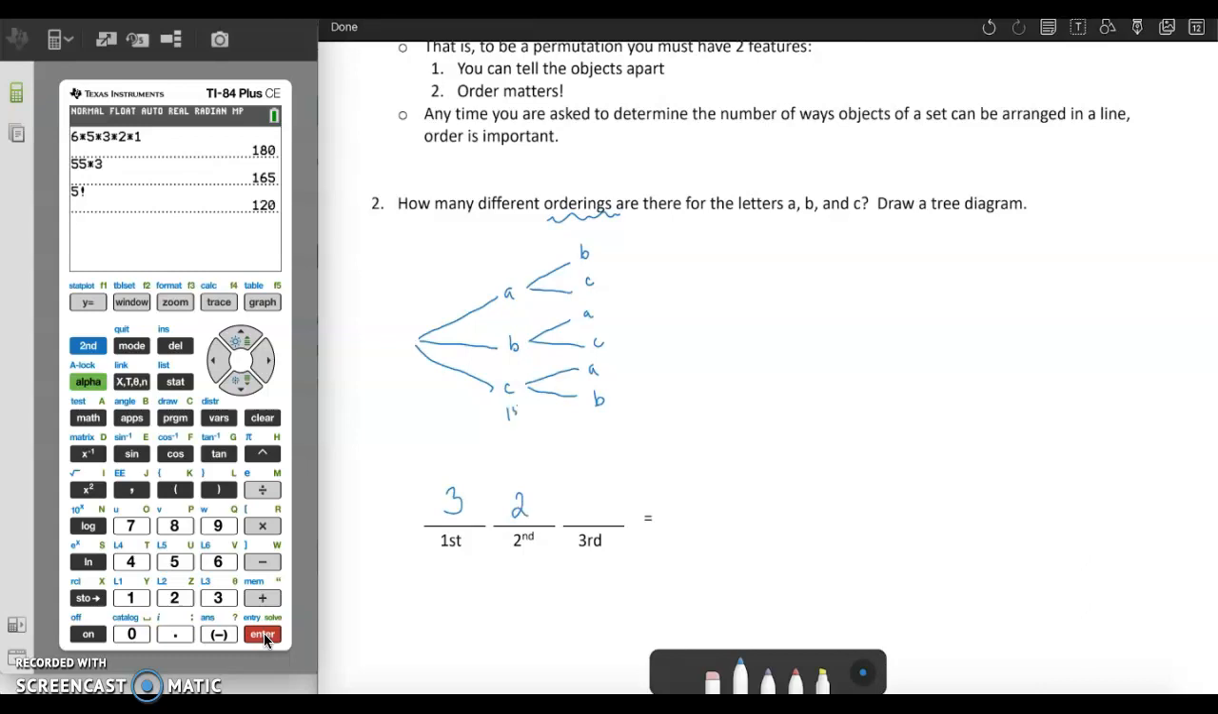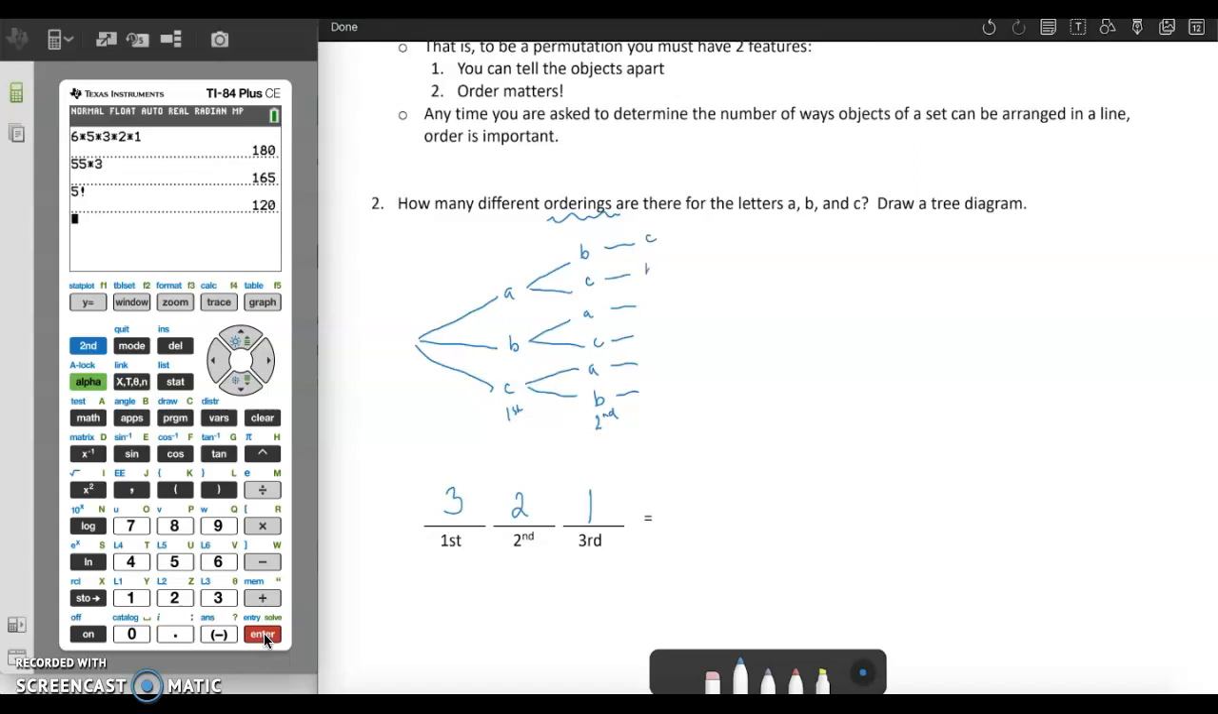Once I've chosen this one, on my next level, I only have 2 choices each. At that point, I've basically exhausted all my options. There's only 1 choice each in the last one, because if I've chosen A already and B already, then the only thing left is C. And I can fill the rest of this in.